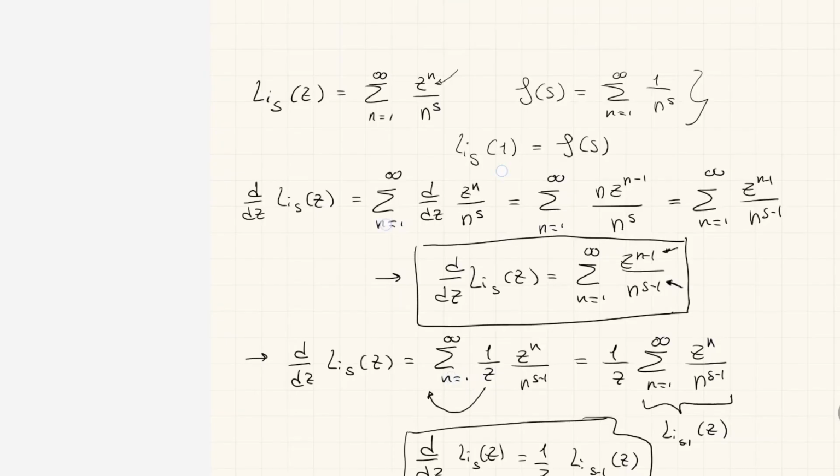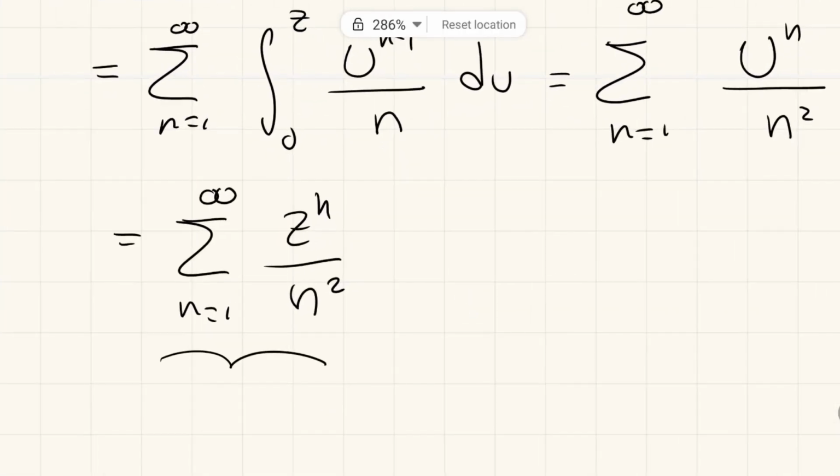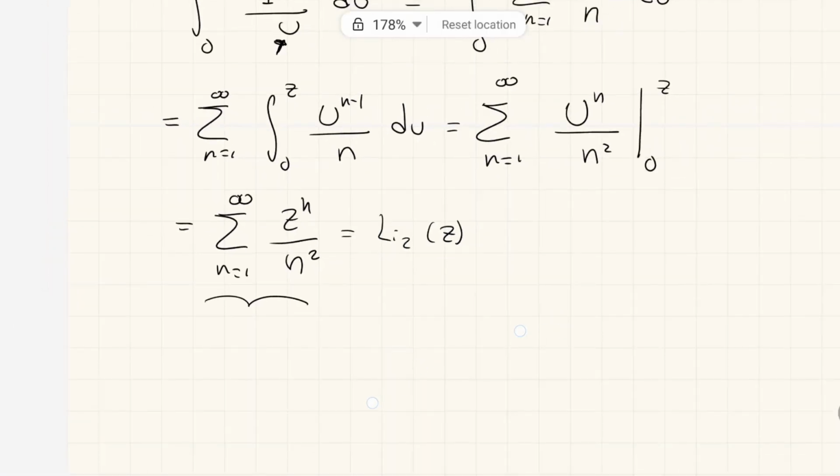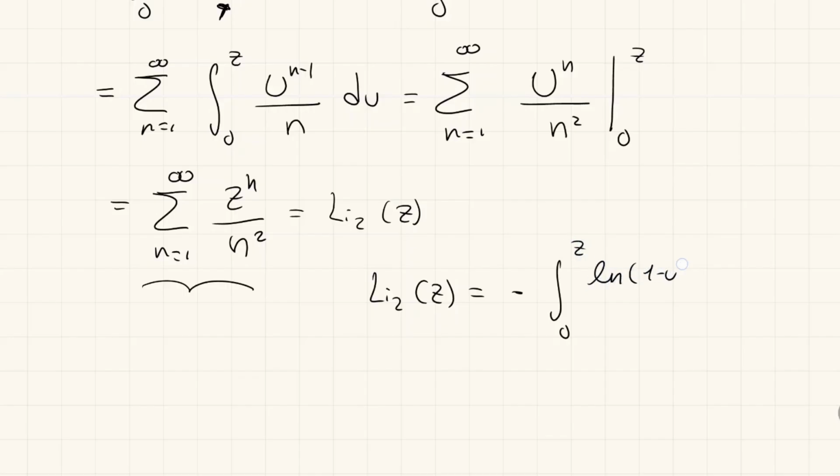Well, if we take s equal to 2, we get this expression that we have here. So with that, we have the proof for this equation over here: negative the integral from 0 to z of the natural log of 1 minus u over u du.